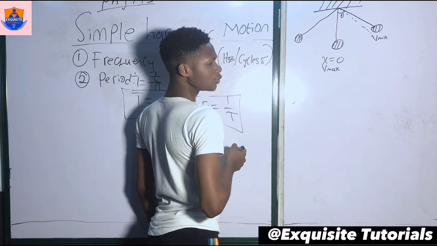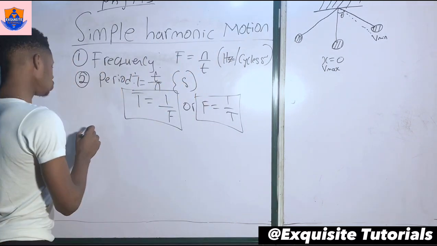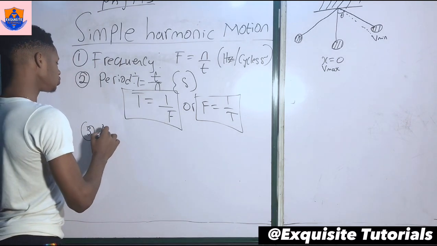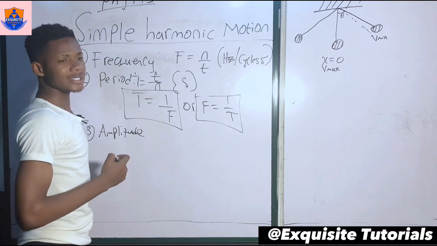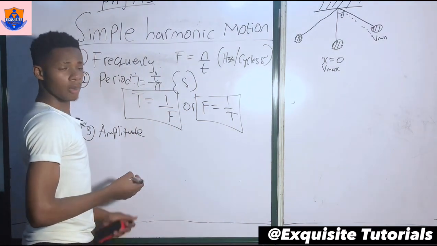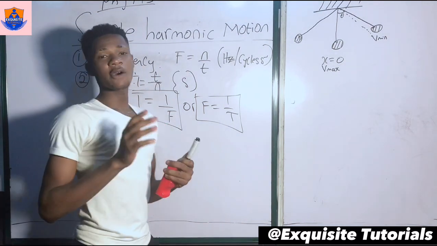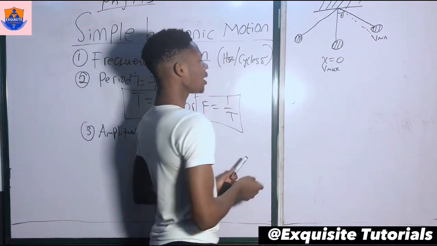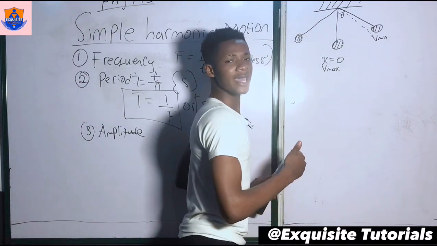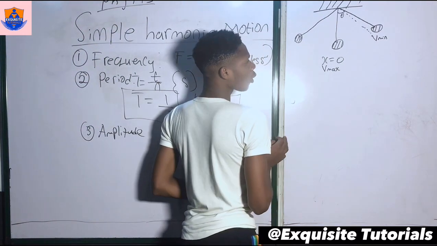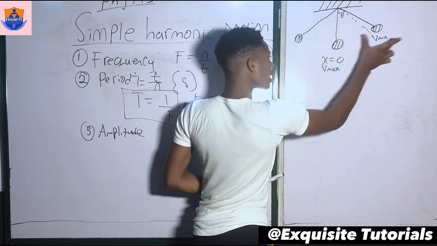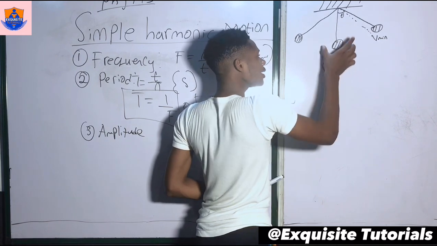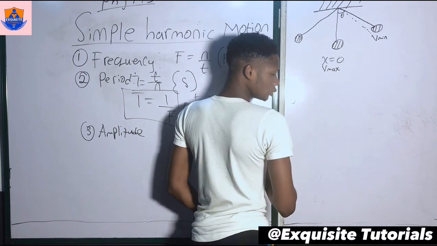Now what about amplitude? We already know that amplitude, which is number 3, is the maximum displacement from equilibrium or mean position. You don't have to cram this definition. What does it mean? Maximum displacement means the highest displacement. Mean position or equilibrium means where the bulb is at rest. This is the mean position, the center between these two extremes. And where it's also at rest is what we call the equilibrium position.